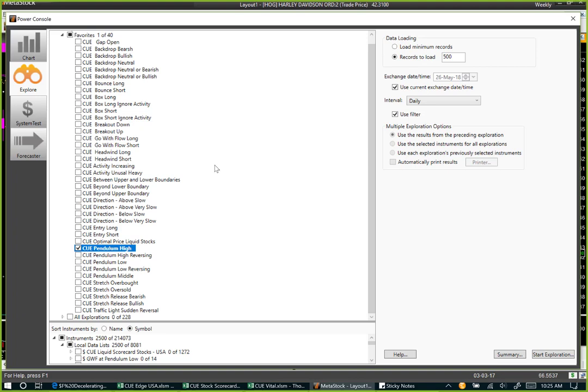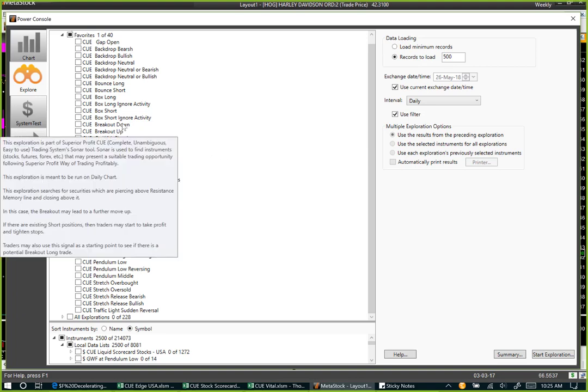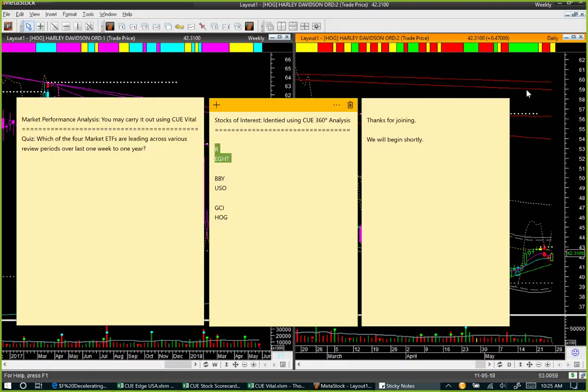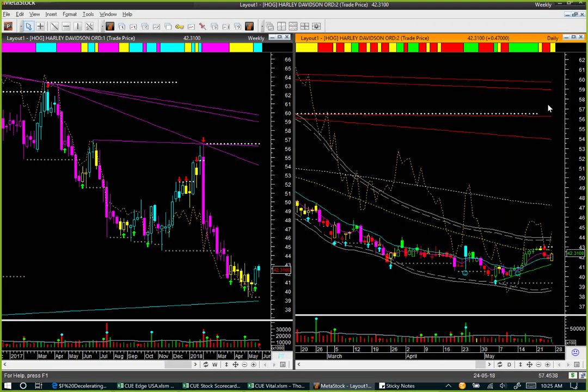And this time I was not trying to find trend following short. I tried to find stocks that were breaking down trend line support. And these two techniques gave us two different stocks. One was Rider.